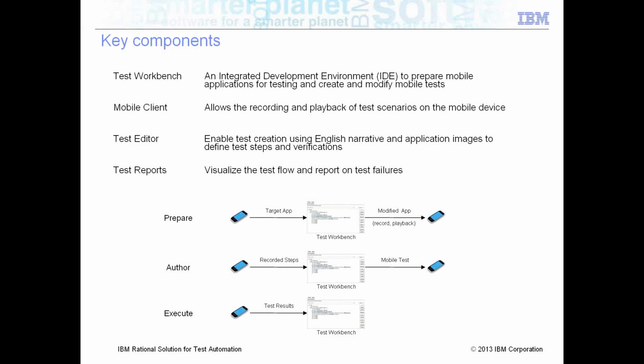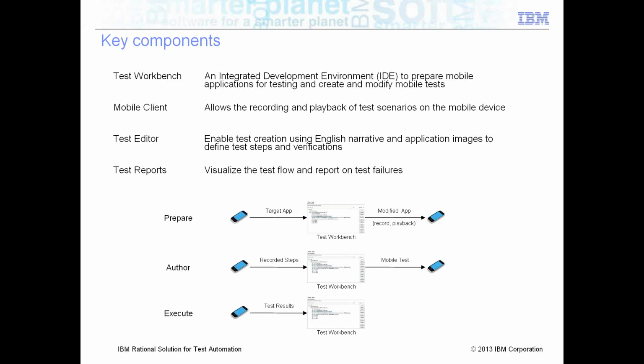Test reports are basically available back in the test workbench at the end of the execution. Execution happens in the device, and the mobile client on the device pushes those reports back to the test workbench, so that you can view them in the test workbench. You can export them and give them to anybody who is interested in seeing those reports.